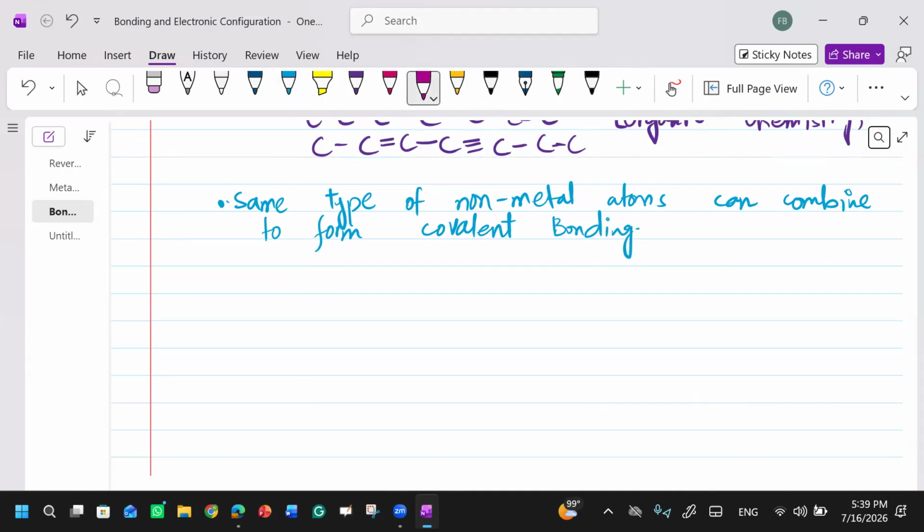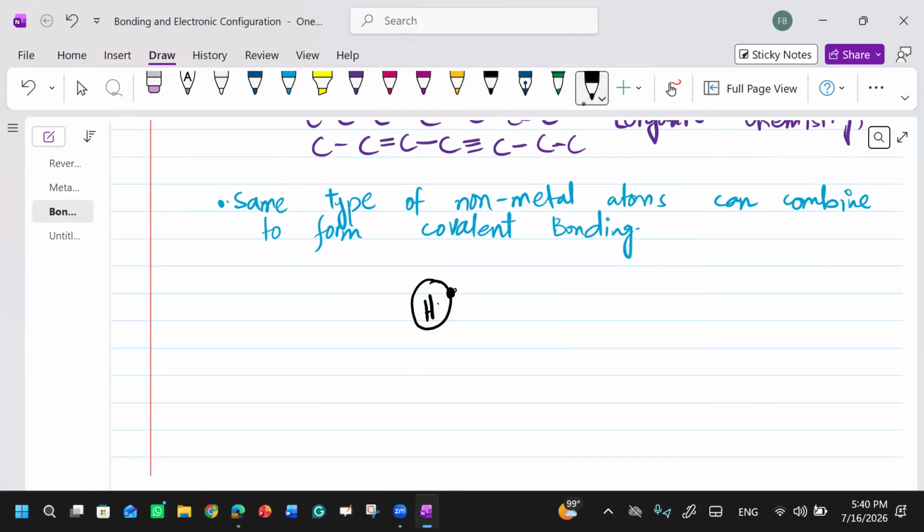For example, you have hydrogen, right? Hydrogen belongs to group number one. So what is its valency? One. It has one electron in its valence shell. I have mentioned it like this. Now I want its bonding with another atom of hydrogen.